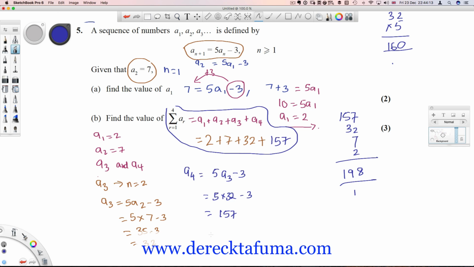So the answer to this, the summation from r equals 1 to r equals 4 of a_r, is equal to 198. Okay, so that is the final answer.